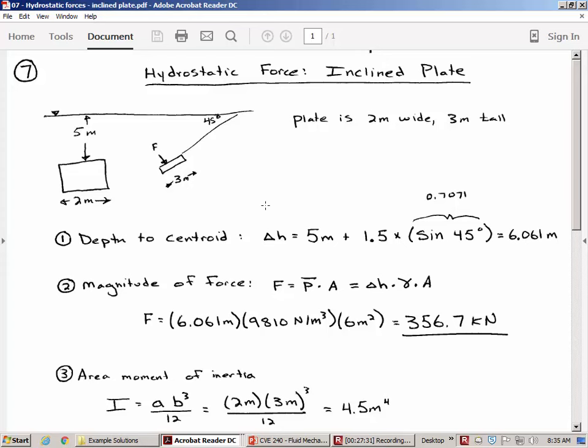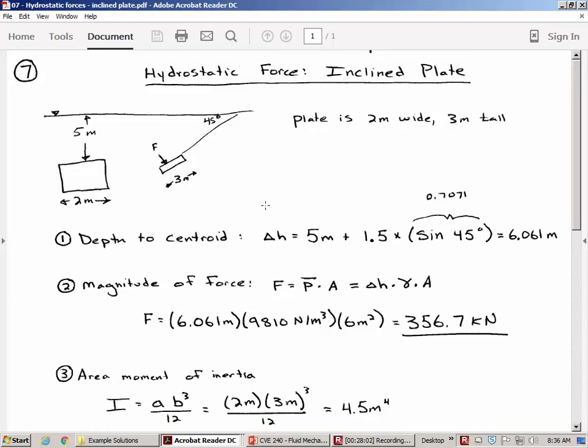So this sine of 45 tells us the vertical component of the 1.5 meters. A little tricky, but we've got the depth of the centroid. So the magnitude of the force is the same thing, just P bar times A. The way that we find the P bar, of course, is the delta H times the unit weight. So here are the three things: the depth of the centroid, the unit weight of the water, and the area of the plate. Those three things give us the magnitude of the force.